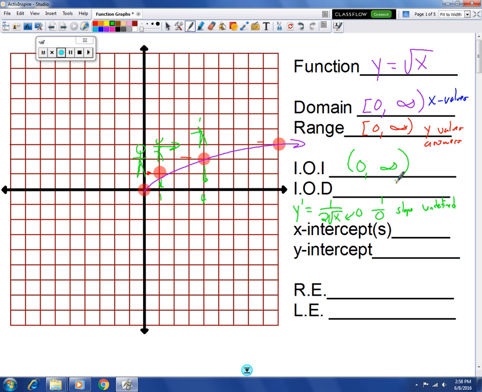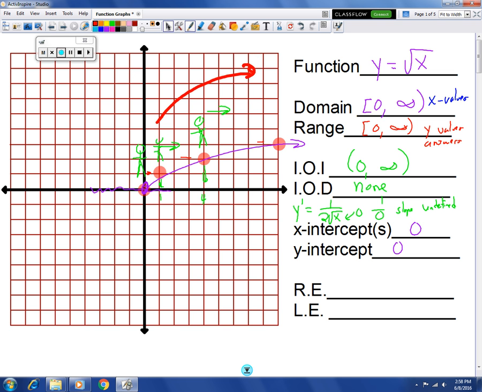Now, as you go to the right, the rest of it's not hard to understand. It's never going to go down as we go to the right. Interval of decrease: none. The x-intercept: it touches the x-axis at 0. The y-intercept: it touches the y-axis at 0. The right-hand behavior, what is the graph doing as we go to the right? It sweeps up.